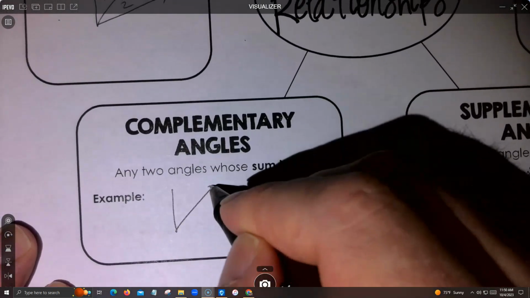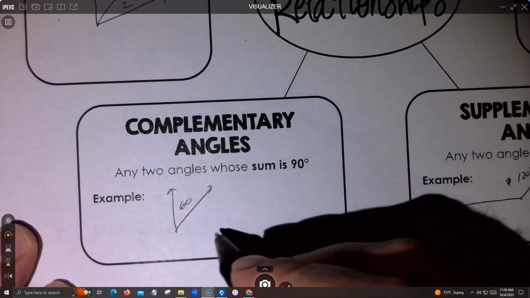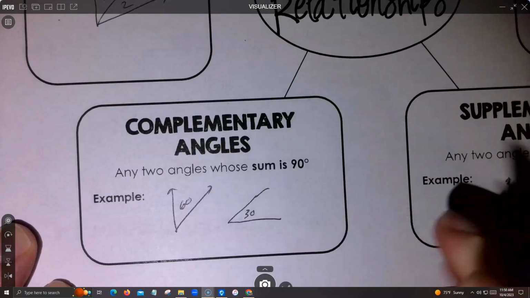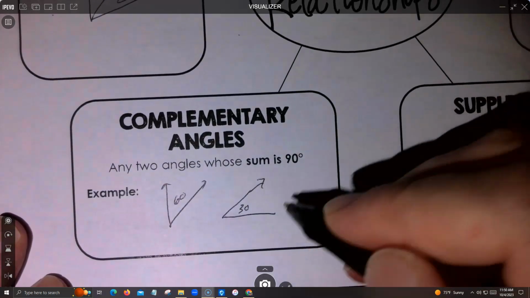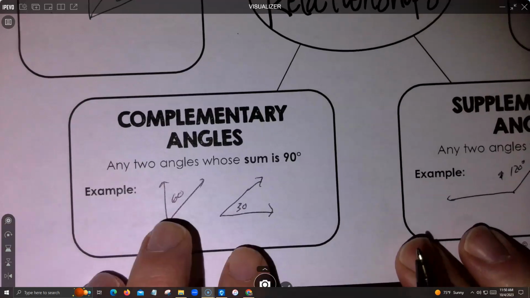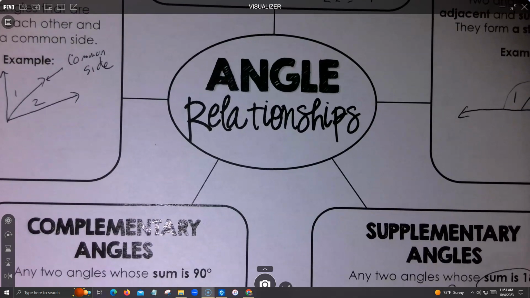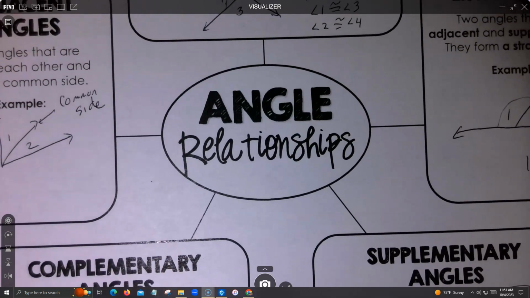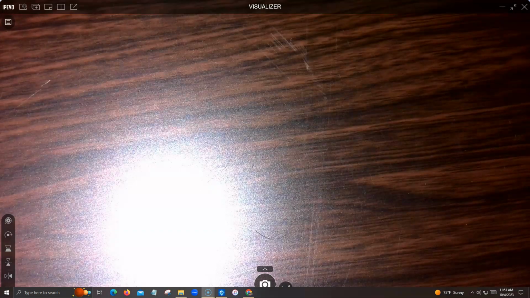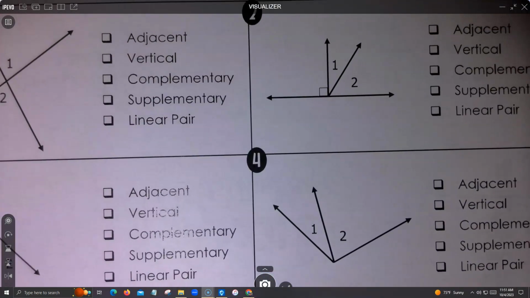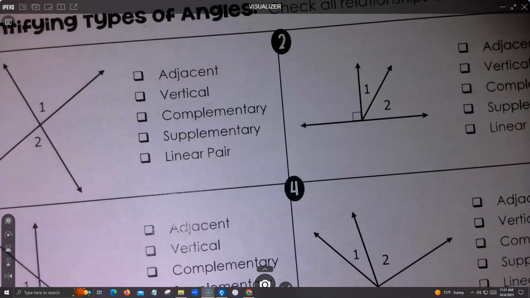So you might have this one that's 60, and then this other one that might be 30. Okay, so just any two angles that add up to be 90 degrees. Okay, so those are the angle relationships that you need to know. We're going to talk about these 5 different types of angles more in depth when we go over this worksheet, and then when we go over some algebra that goes along with it.